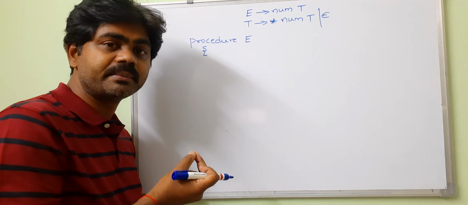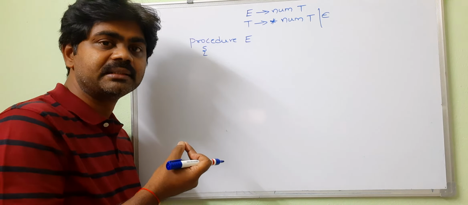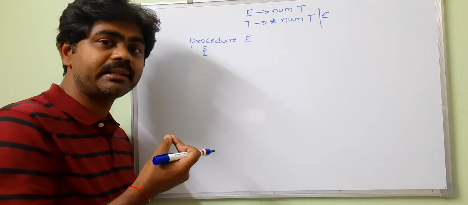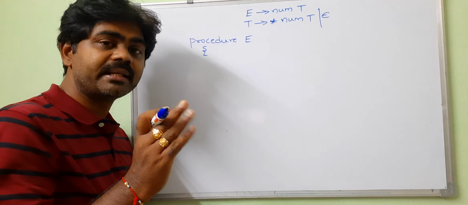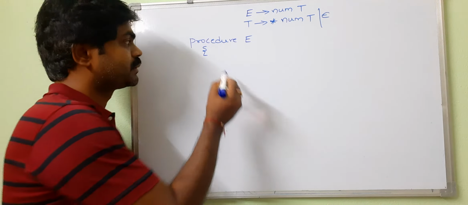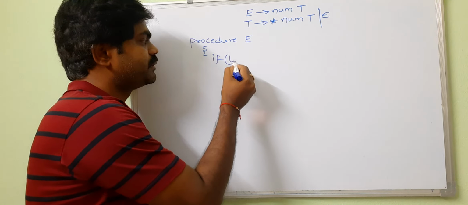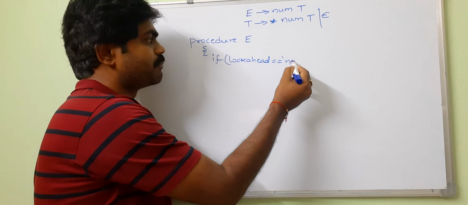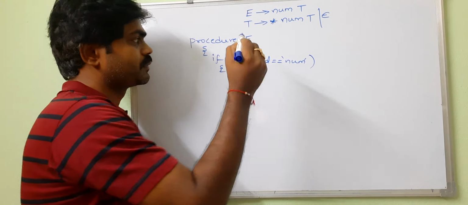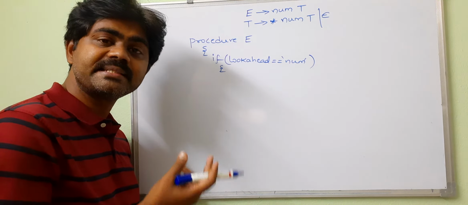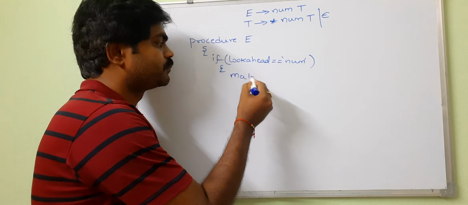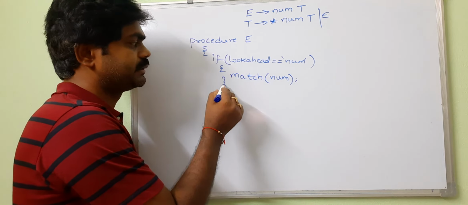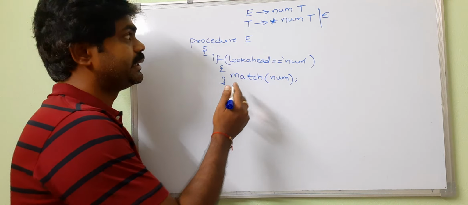So what is num here? Num is a terminal or non-terminal? So num is a terminal. So what to do if we have a terminal? I said that we should use a look ahead pointer to check whether it is a terminal or non-terminal. If it is a terminal, we should match that, right? So if look ahead equal to num, okay, as we know that num is a terminal, so what we need to do? Match of num.